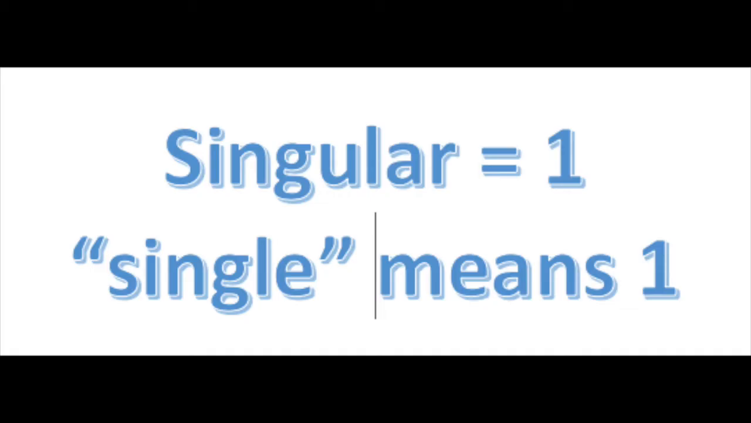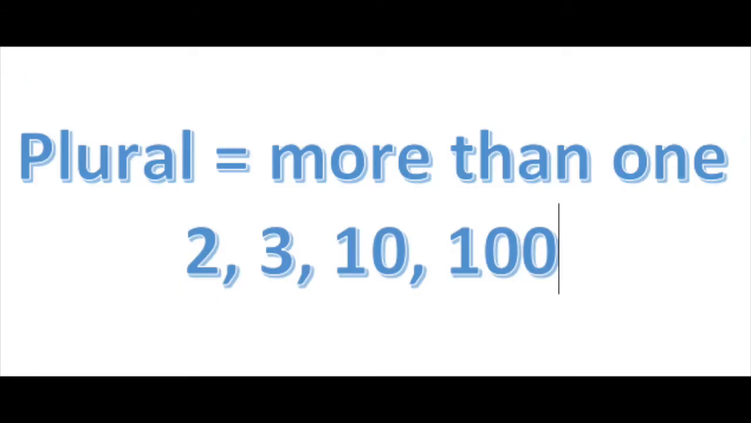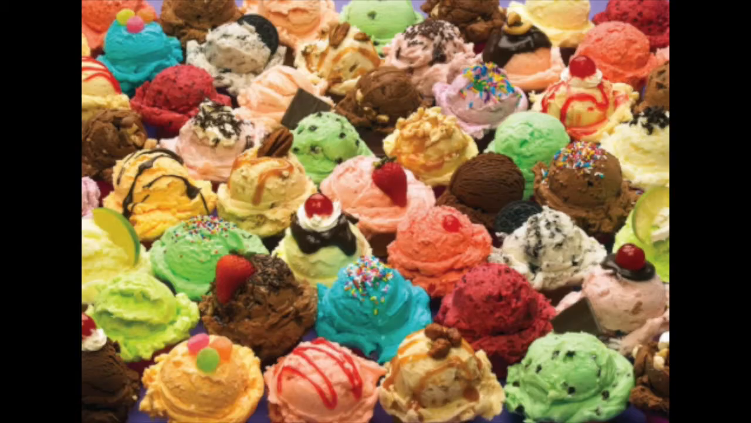Singular refers to one item. Can you hear how singular sounds similar to single? And single means one, like one scoop of ice cream. Plural refers to more than one. It can mean 2, 3, 10, or even 100, like 2 scoops of ice cream, 3 scoops of ice cream, 10 scoops of ice cream, or even 100 scoops of ice cream.